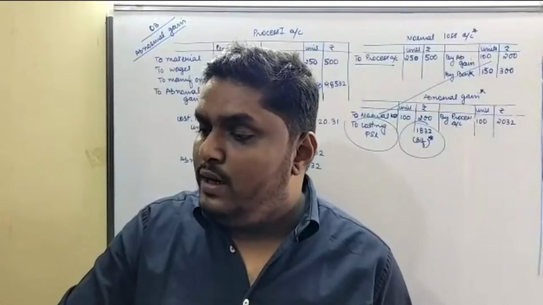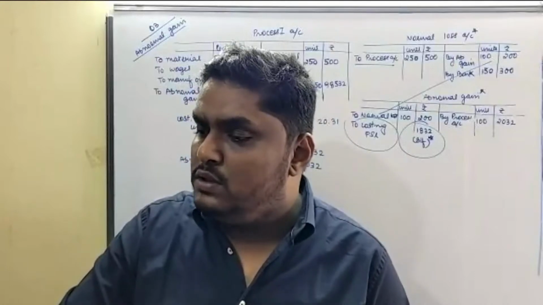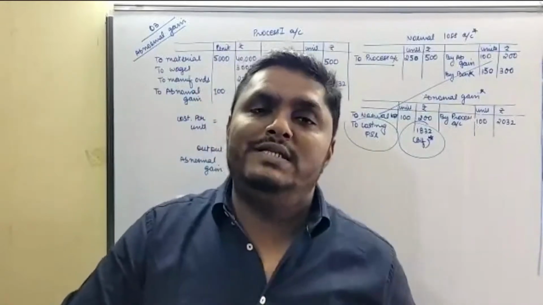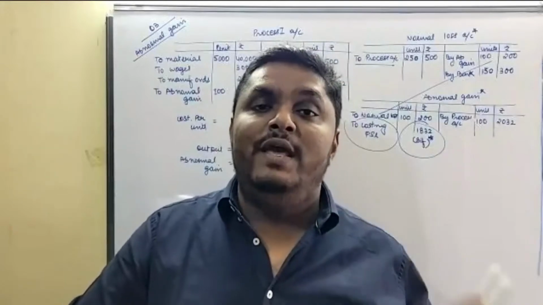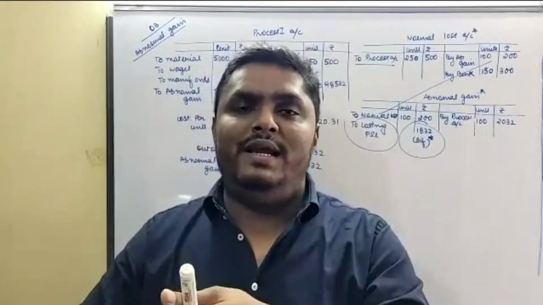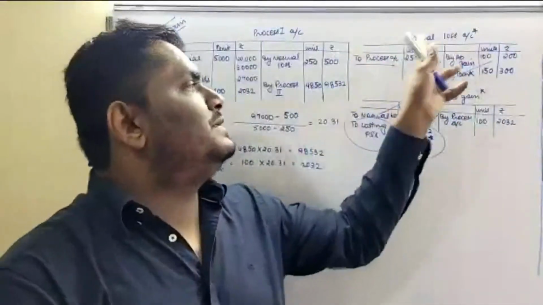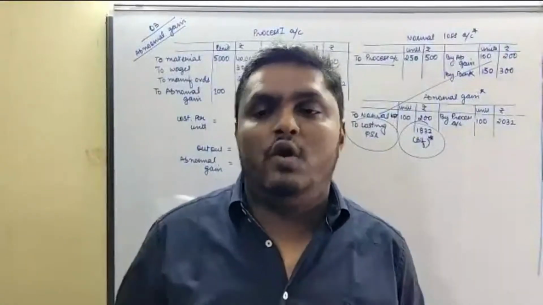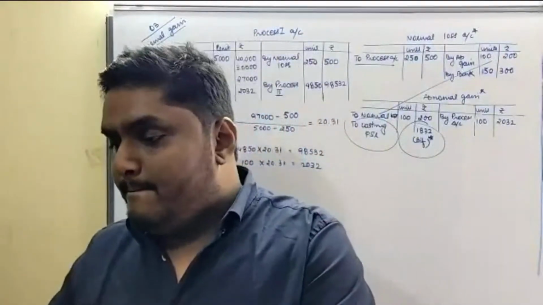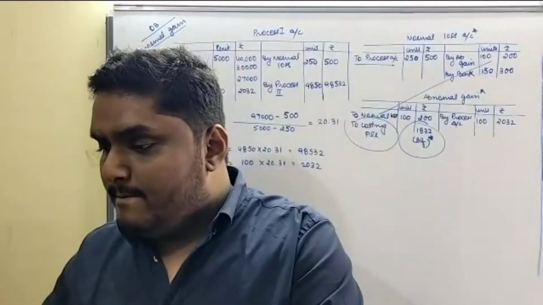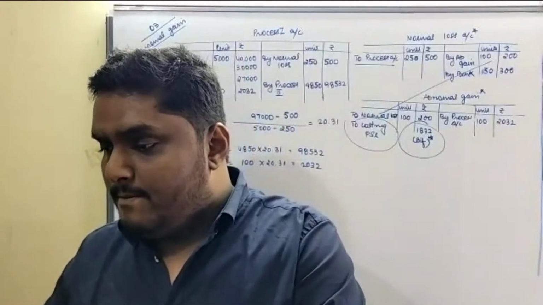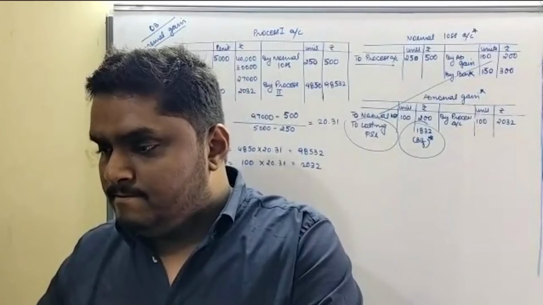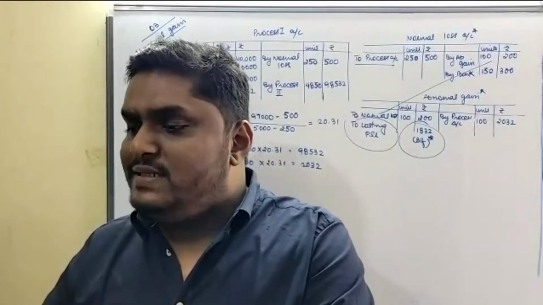Sir, if there is no abnormal gain, then the treatment of normal loss, if nothing is realized, no need to prepare normal loss account. If any scrap value is realized, I have discussed in the first question itself, if normal loss is there and scrap value is realized, then in normal loss account, to process account and by bank account, that's it. If there is no scrap value realized, then no need to prepare normal loss account. I hope your query is resolved, Kavita.